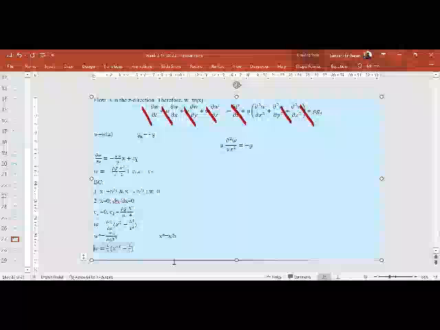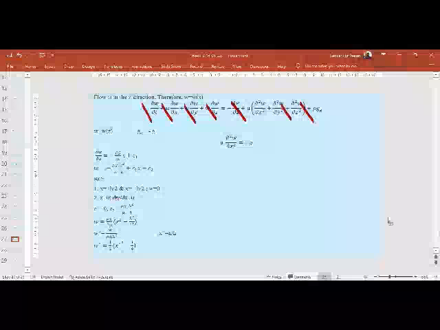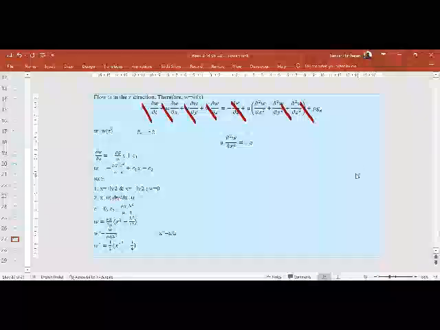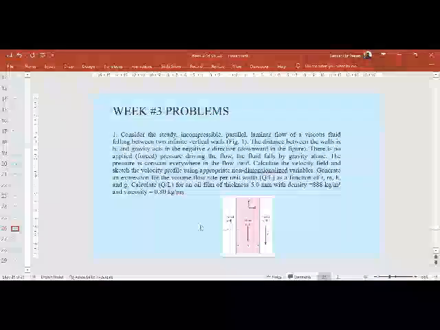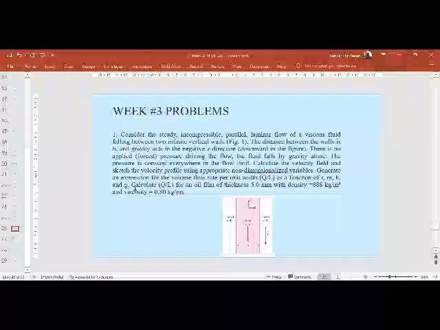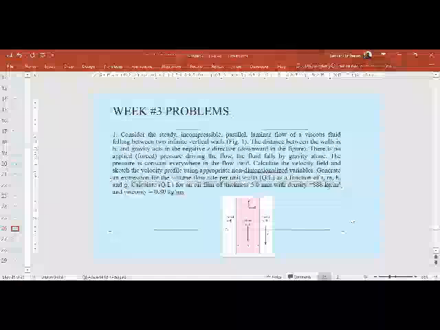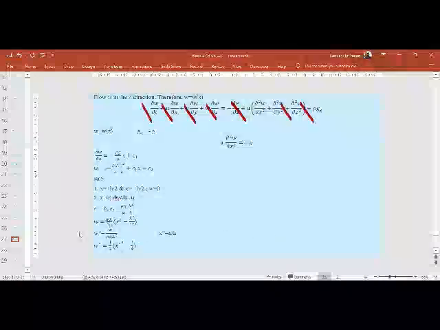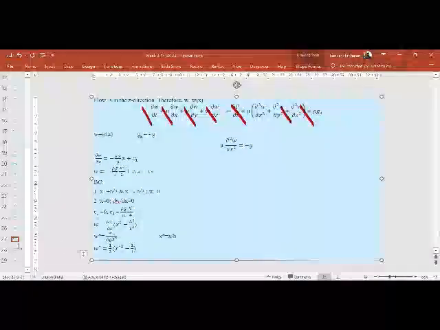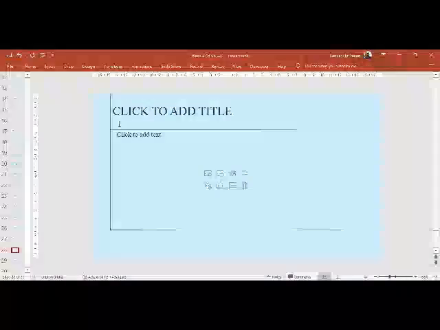Sorry, W star should be equal to 1 by 2 times x star square minus 1 by 4. So for finding out the volumetric flow rate per unit width, we just have to integrate this. I think I leave that as a homework. If you have any doubts, please let me know.